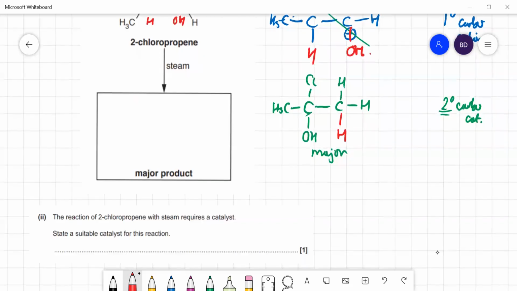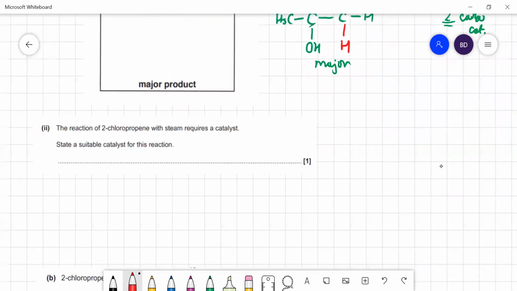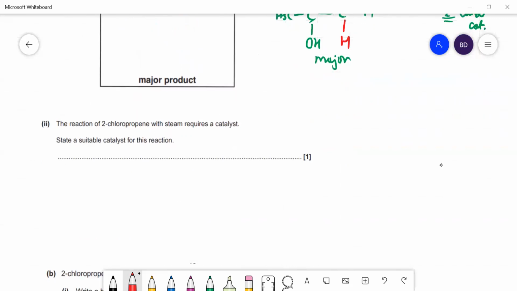The reaction of 2-chloropropene with steam requires a catalyst. Okay, now you may remember the suitable catalyst is phosphoric acid, and you probably remember that in the context of when you react ethene with steam. And it's a pretty important industrial process to give you ethanol. And there you want steam and a phosphoric acid catalyst. That's probably where you've come across that. Right.